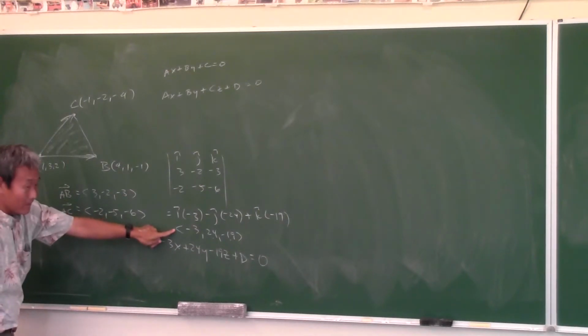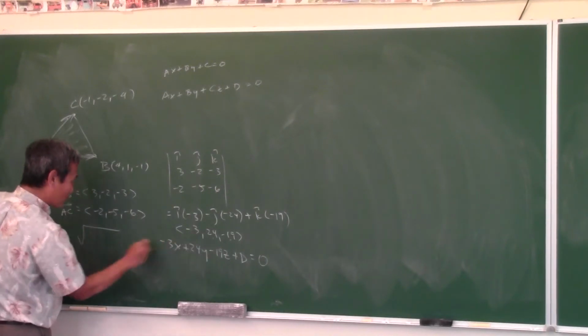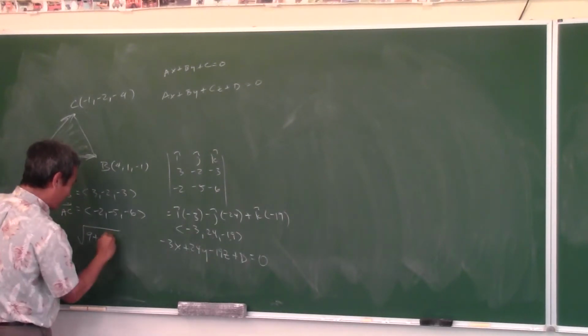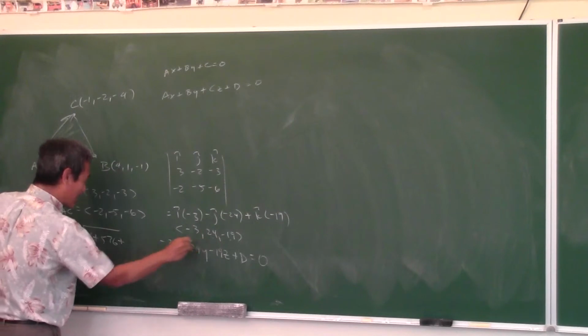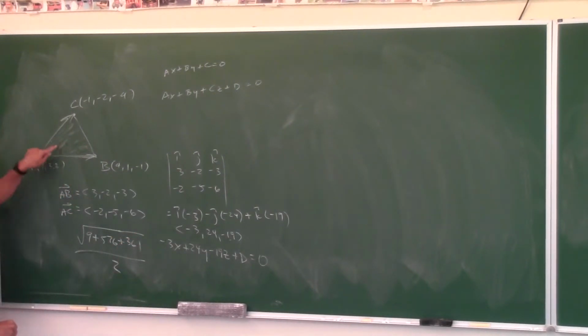So here's the cross product. We just gotta find the length. How do you find the length of it? Square root of this squared plus that squared, 576, plus 19 squared, 361. Divide that by 2, that's the area of the triangle. Okay, whatever it is, I'm just showing you how to get it.